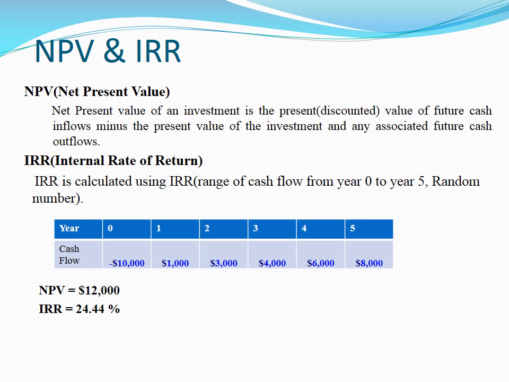In this slide, we discuss about NPV and IRR. Net present value of an investment is the present value of future cash inflows minus the present value of the investment and any associated future cash outflows. IRR is calculated using an IRR range of cash flow from year 0 to the 5th year. So in the table you can see about the cash flows, and from the worksheet I calculated NPV value as $12,000 and IRR value as 24.44.